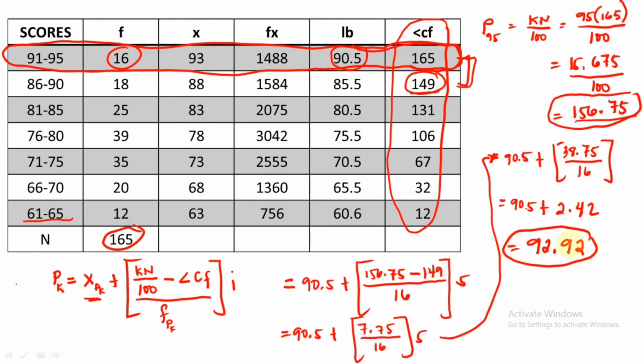So this is the percentile class, or the 95th percentile. That is 92.92. Where do we find it? In the percentile class between 91 to 95. So this is the value of the 95th percentile, 92.92.